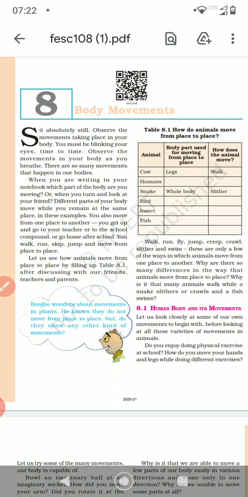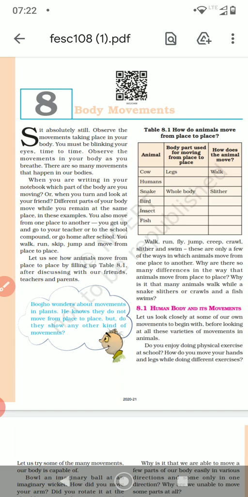So, the first chapter is chapter number 8, body movements. Here we are going to talk about all the joints which are there in your body. All the bones, cartilage, skeleton, rib cage, all kinds of joints, we are going to talk about, right? So, let's start.